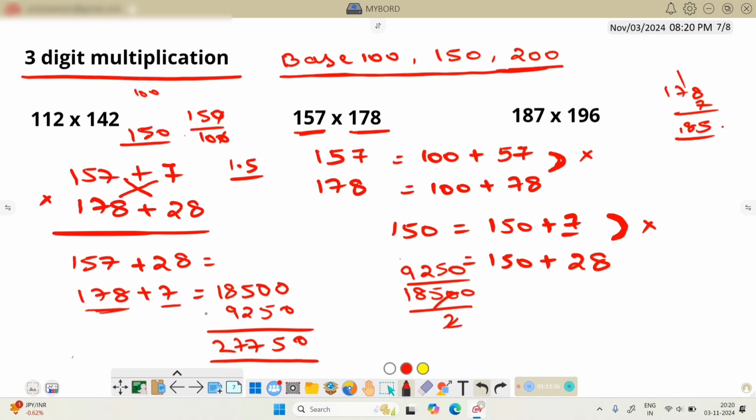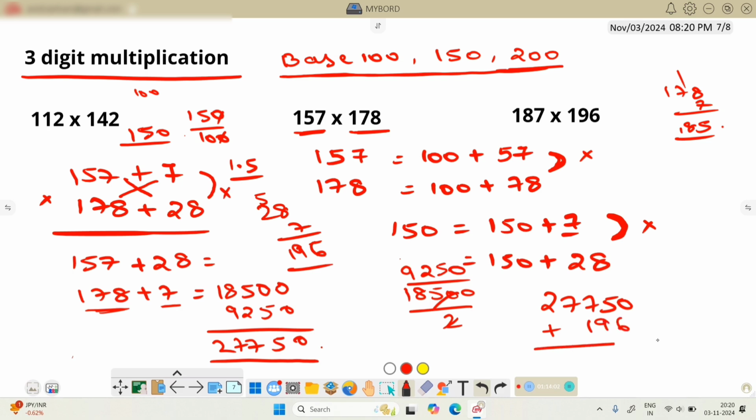Okay, so 27750 will come, and the next step is to multiply 7 into 28. For 27750 you should add that 28 into 7. So 28 into 7: 7 8s are 56, 14, 14 plus 5, 19, 196. You just add 6, 14, 27946. This will be your answer.